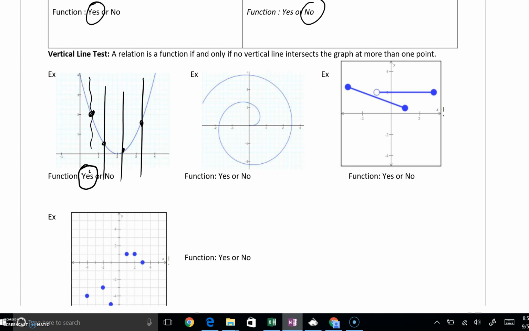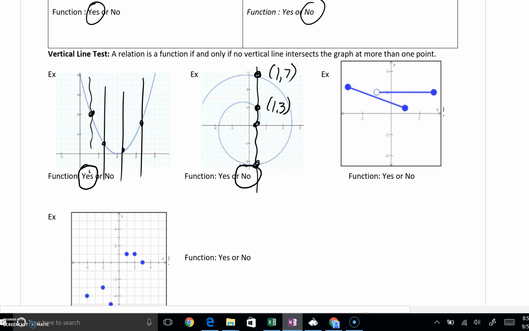How about this next one? Would this be a function? No. Why? You're getting multiple intersections. And what that means is you might have like a 1, comma, 7, a 1, comma, 3. Your X values are repeating. Your X values repeat when that happens. So if a vertical line touches more than once anywhere, your answer is no, it's not a function.